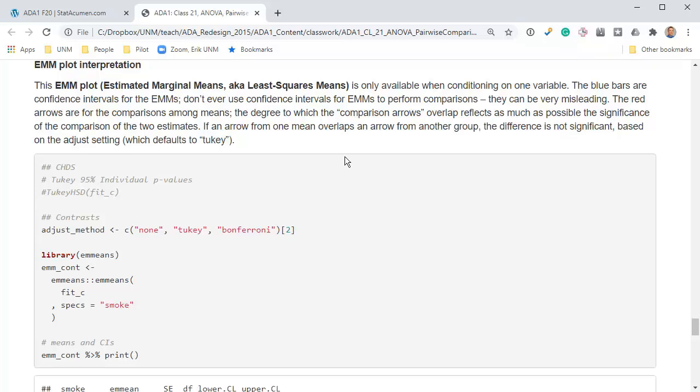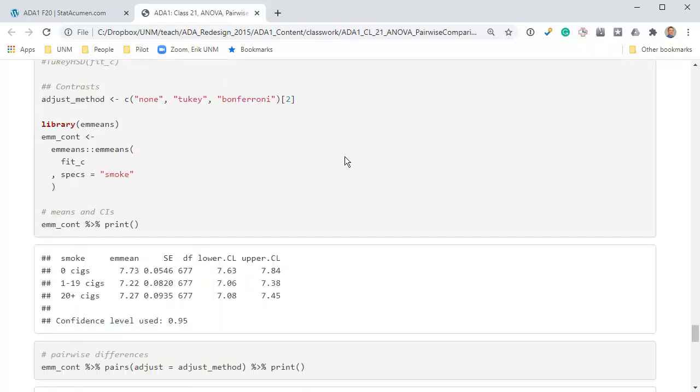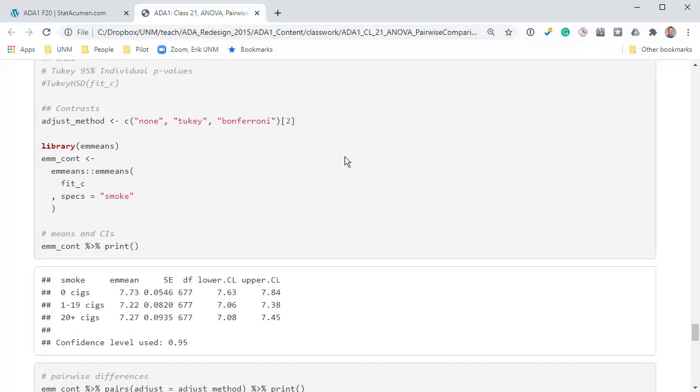Go ahead and read all this stuff. All right. Let's perform some pairwise comparisons. I've got some extra code here. Not really extra, but I've built in some stuff in case you wanted to play with it.